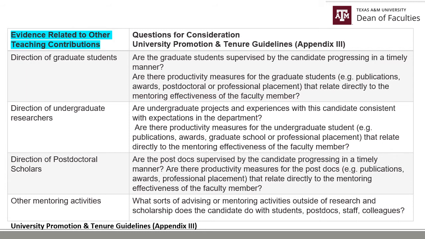Are there productivity measures for the postdocs, like publications, awards, professional placement, that relate directly to the mentoring effectiveness of the faculty member? Other mentoring activities. What sorts of advising or mentoring activities outside of research and scholarship does the candidate do with students, postdocs, staff, and colleagues?